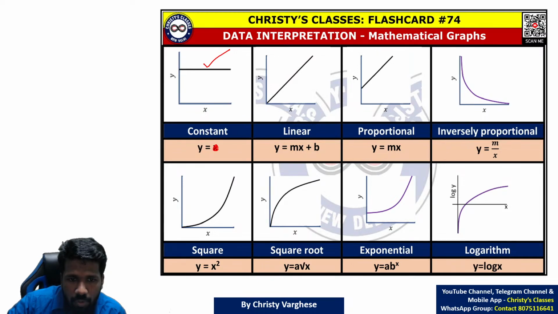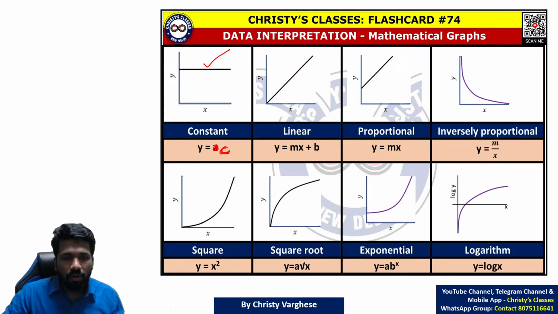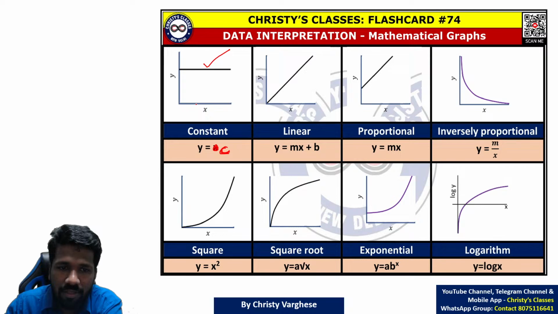Y is equal to a constant C, we can say. Y is equal to C, not Y is equal to X. Okay, so constant graph means for any value of X, the Y value is always the same.